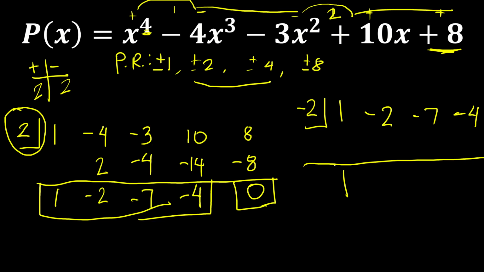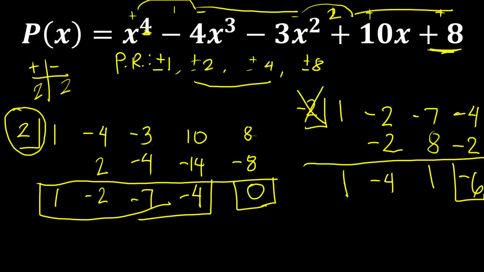So bring down 1. 1 times negative 2, negative 2. Negative 2 plus negative 2 is negative 4. Negative 4 times negative 2. Negative times negative is positive. 4 times 2 is 8. Negative 7 plus 8 is positive 1. And 1 times negative 2 is negative 2. Negative 4 plus negative 2 is negative 6. Since we have a remainder na negative 6, so therefore, si negative 2 is not the correct answer. Okay po?